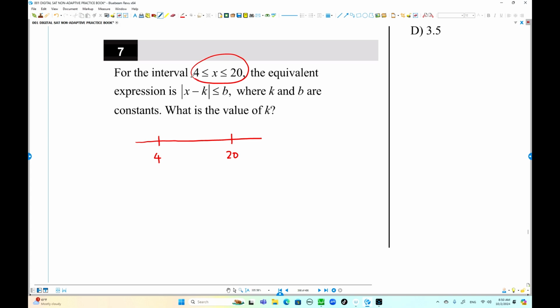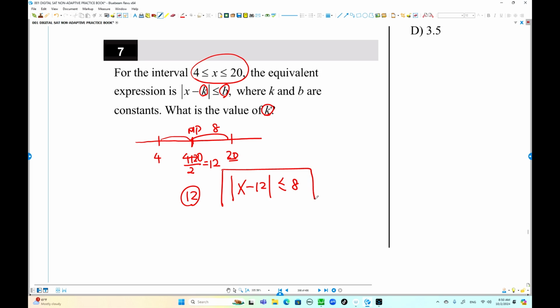But for absolute value inequality, always what? The midpoint, okay? This is the midpoint, K. So 4 plus 20 divided by 2 is 12. That's the value of K, right? 12 is the answer. What is the value of B from the midpoint to the end point? The distance is 20 minus 12, which is 8. Actually, this one is |x minus 12| less than or equal to 8. All right, that is the absolute value inequality for this interval.